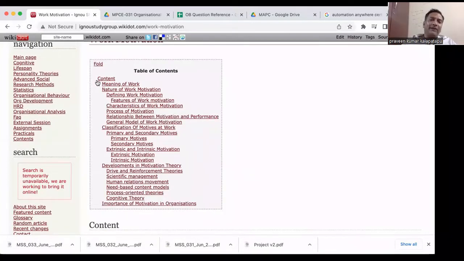Now, to start with, motivation is organized very similarly to job satisfaction. First we are going to read through the nature of motivation: what exactly work motivation is, what its definition is, what its various characteristics are, and in general how motivation really works. Then we go through the classification of motivation, the different types of motivation and how it is classified, and then the theories of motivation. There are various types of theories that we are going to learn.